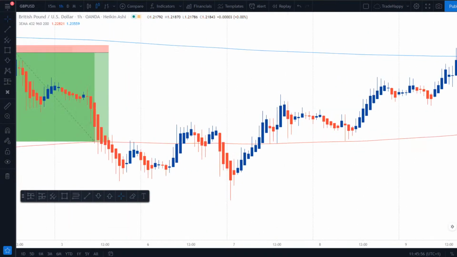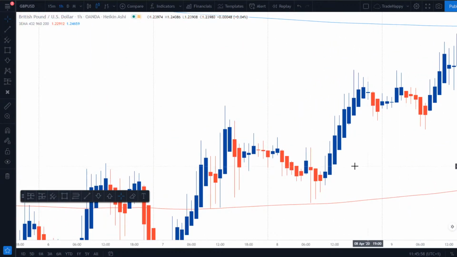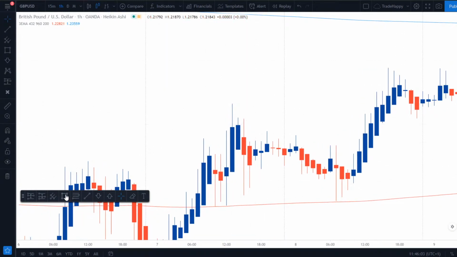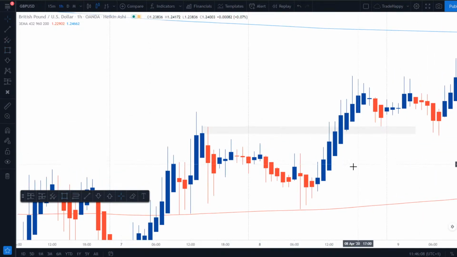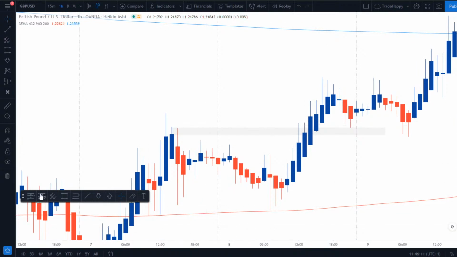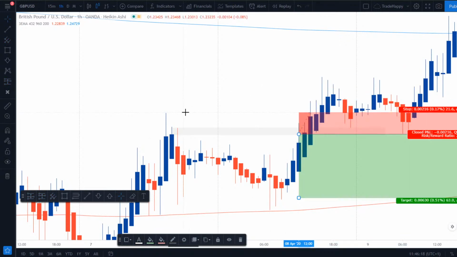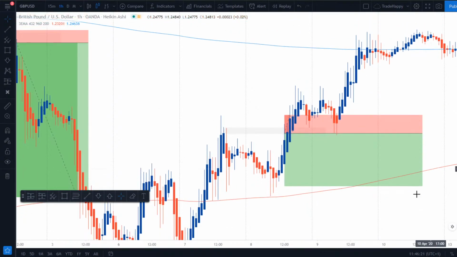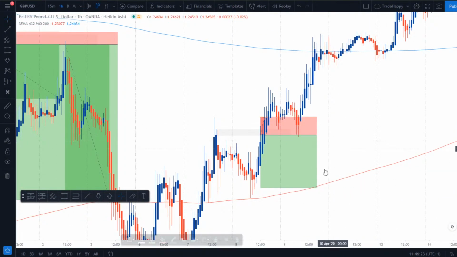I mean, here's a really good example as well. So you've got a move up, you draw your little box, price comes up and you enter short here. Stop loss above the high, and you'd be looking for a take profit around this area here where the EMA is. And of course price just goes straight through that level and you have a loss.